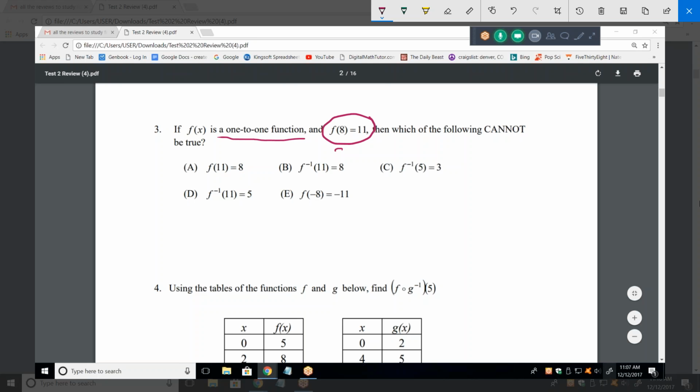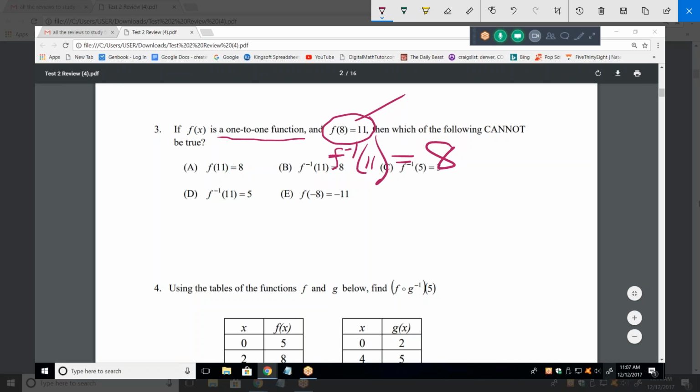A has to be true. No, just give me the expression. What? In other words, if that's true about the function, what's true about the inverse? F inverse of 11 equals 8. Good. Now, we know that f inverse is a function.